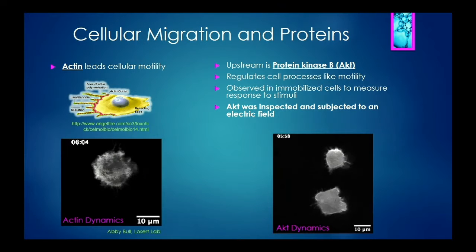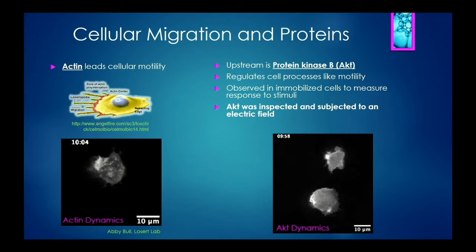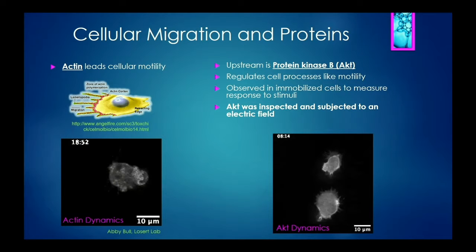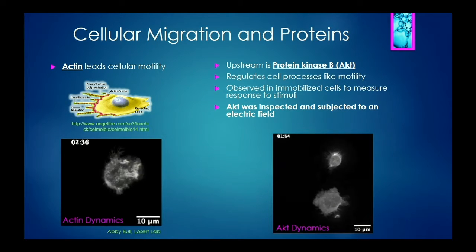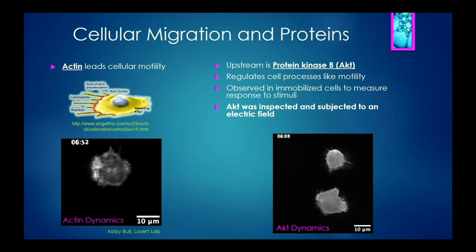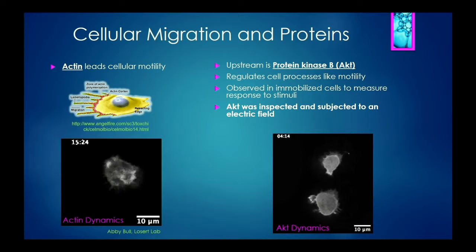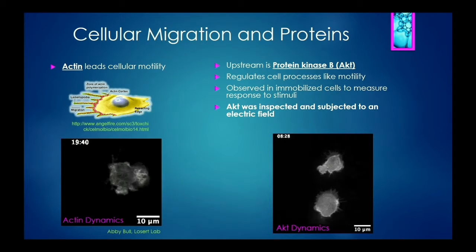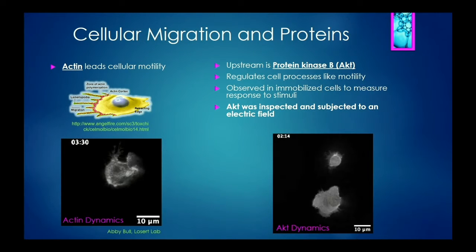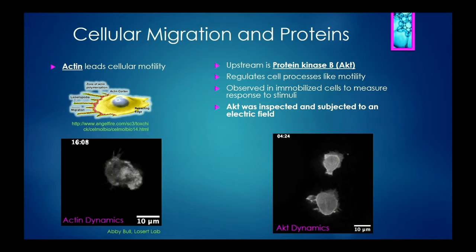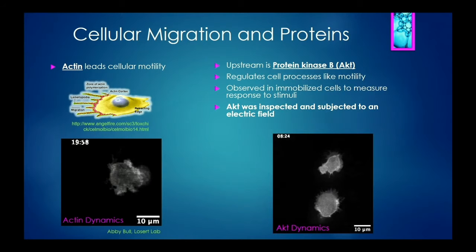So when the cell wants to move initially, it's going to make protrusions that are made out of actin. And these protrusions kind of pull the cell along where it wants to go. So actin is considered to lead the motility of the cell. But before that can happen, the actin needs a cue. So upstream of the actin is a protein referred to as AKT, which is known as a signaling protein. And it regulates a lot of different processes in the cell, including motility.